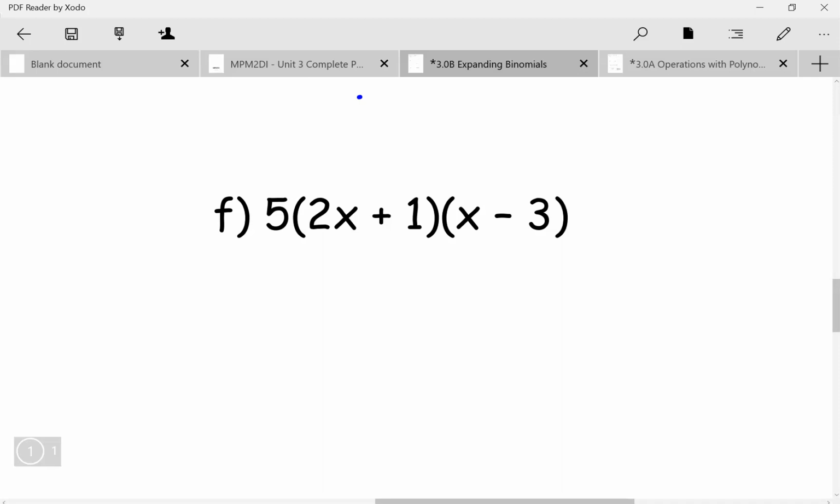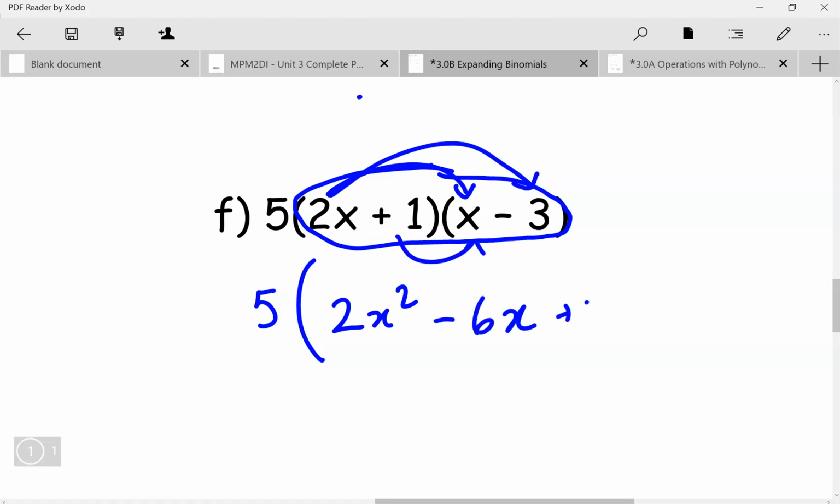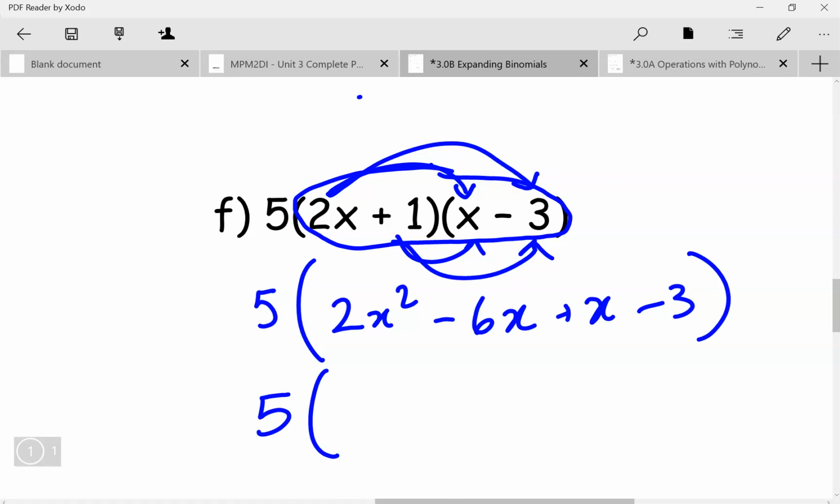But what we're going to do is first leave the 5 outside, and we're just going to multiply these 2 brackets together. So I have 2x times x is 2x squared, 2x times negative 3 is negative 6x, plus x minus 3. I still keep the 5 outside all of this. 2x squared minus 5x minus 3.